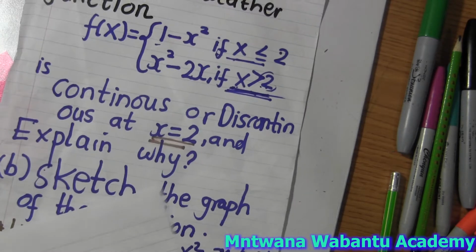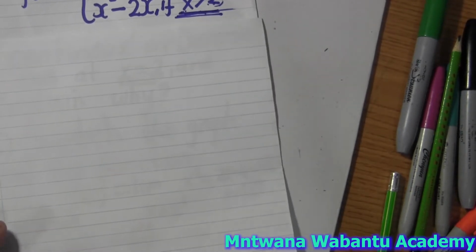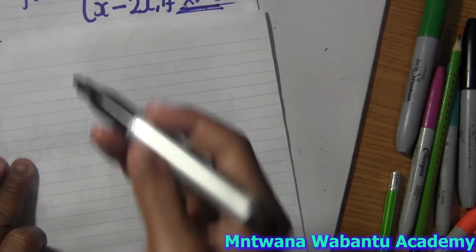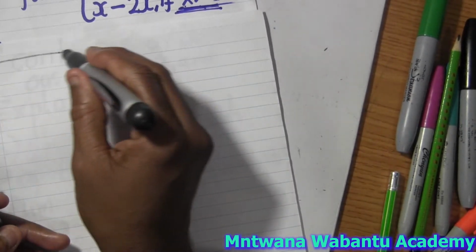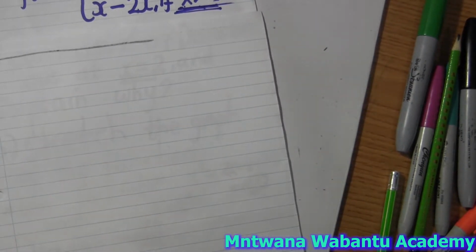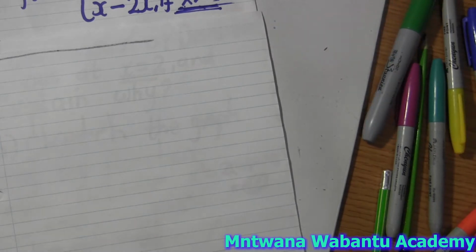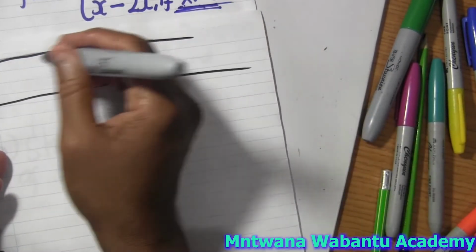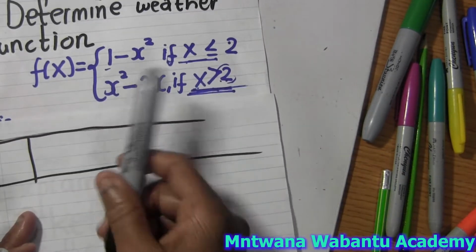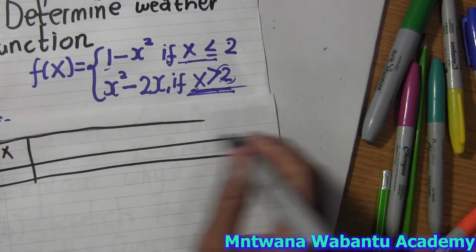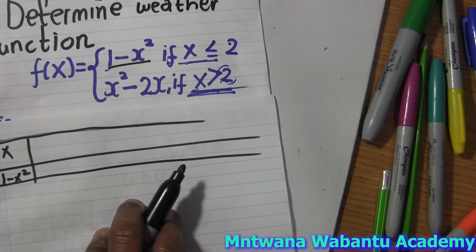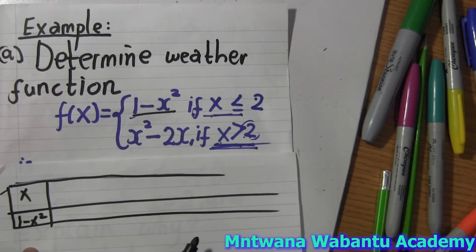Let's draw a graph. To draw a graph, I can use a table of values. It's not necessary, but a table of values is going to make it easier. Or if you don't want to, it's fine. So let's draw a table of values. Here the first piece is 1 minus x squared. So this is the value of x, and y is 1 minus x squared for the first piece of the function.